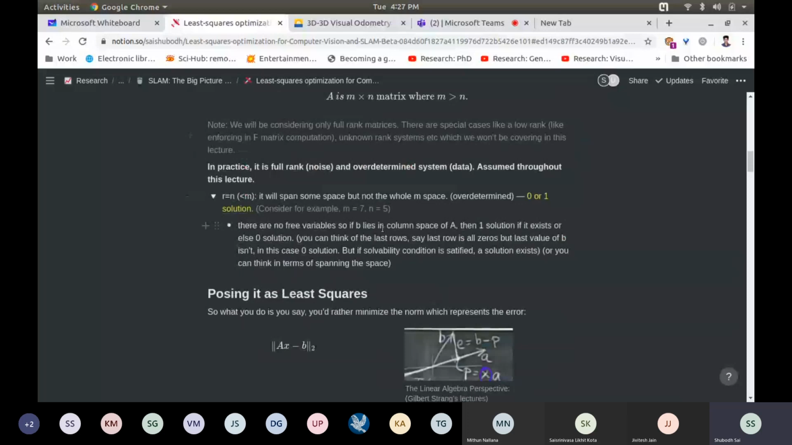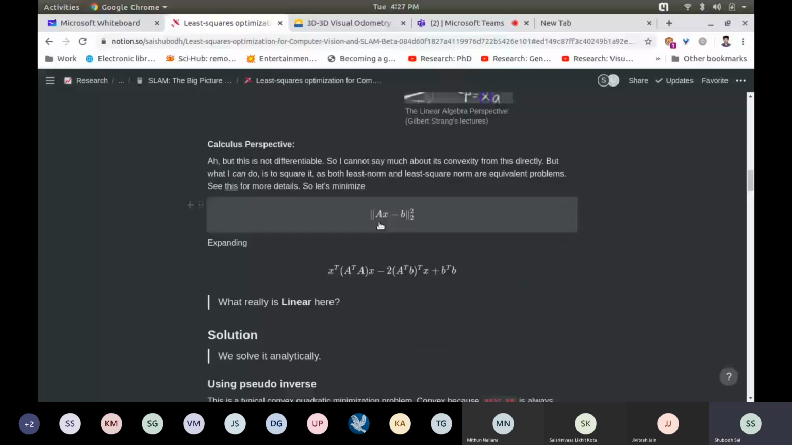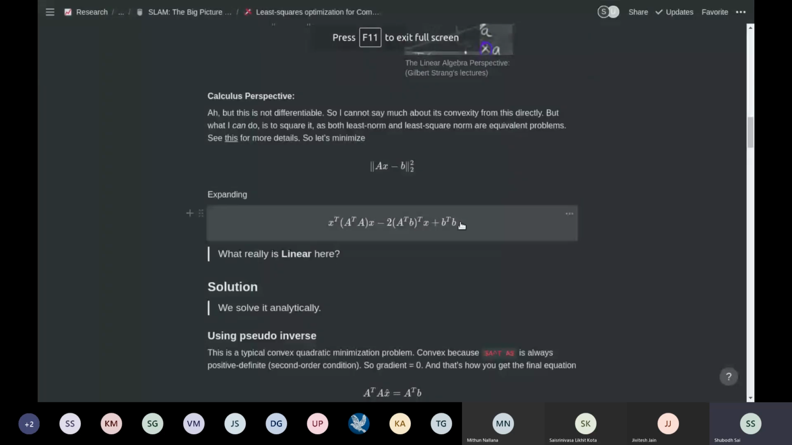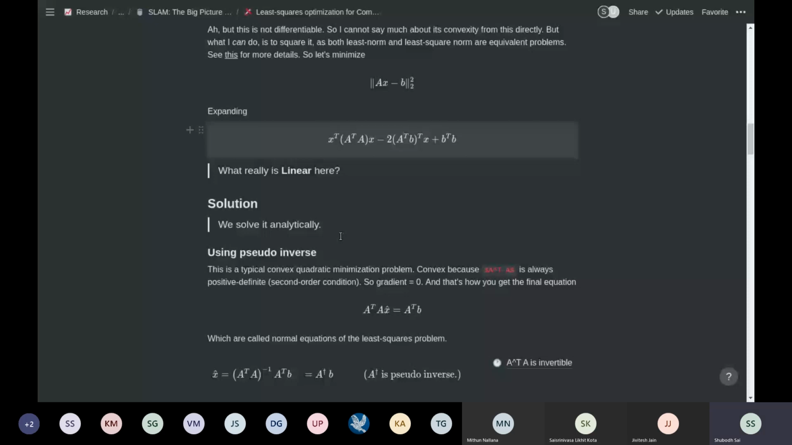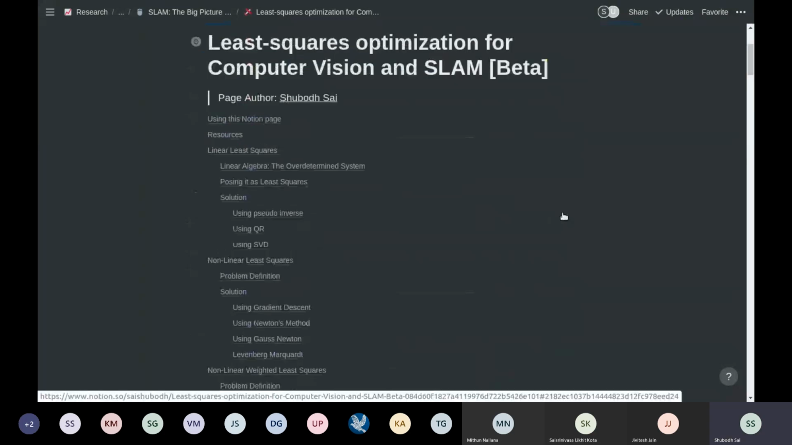So in the linear least squares, we have taken a square of the norm, expanded it out, and took a first derivative and ended up with this equation which we call the pseudo inverse. Now Gauss-Newton, the way I have tried to explain, is also more or less the same thing.